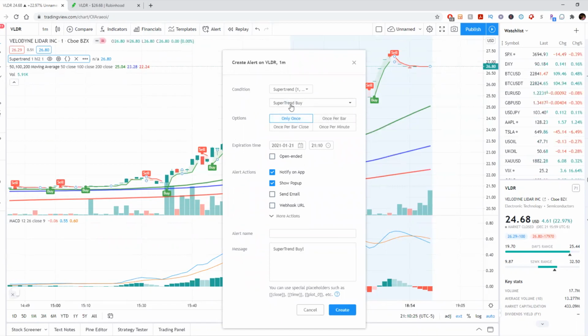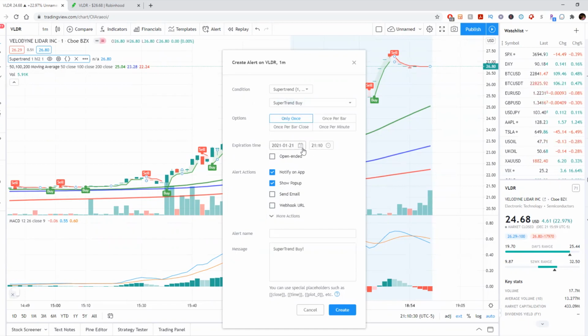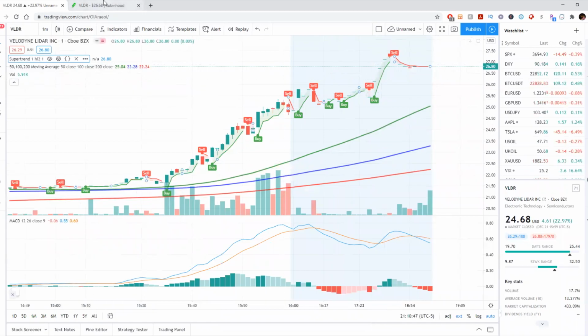You can either choose the buy signal, you can choose the sell signal, you can create multiple alerts. You can choose an expiration date. You can choose whether you want it to notify you on the app. If you have the app, you can show it as a pop-up or an email, however you want. And as soon as there's a buy signal, you'll get a notification that says Supertrend buy. So it's actually pretty convenient. You can set that up as well.